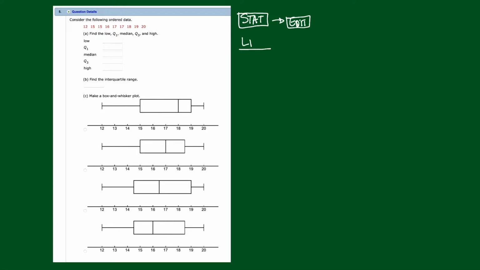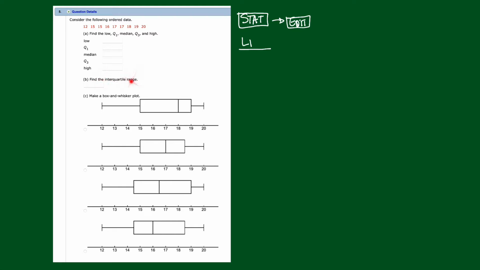Section 3.3, problem number 5. All right, we've got a set of data here. What do we have? We have 1, 2, 3, 4, 5, 6, 7, 8, 9 pieces of data, and it looks like they've arranged them into increasing order. They want us to find the low, the first quartile, the median, and Q3, and then just list them right in here.